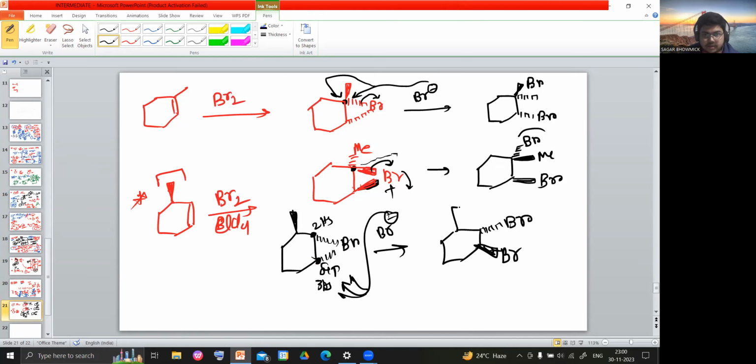And here methyl will be above the plane. Okay. So in the exam, they can ask you the RS configuration of these two centers. So you can clearly find it out. Okay.